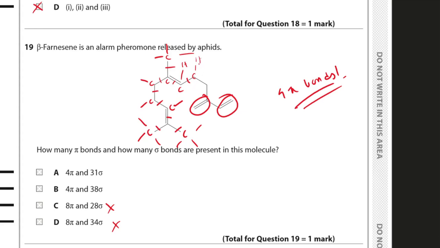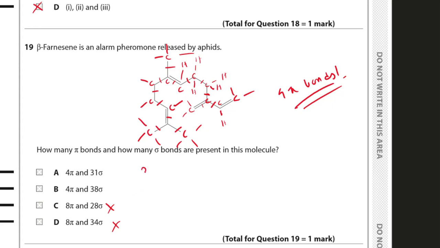23, 24, 25, 26, 27, 28, 29, 30, 31, 32, 33, 34, 35, and then you have 36 down there. There's 36 down there.